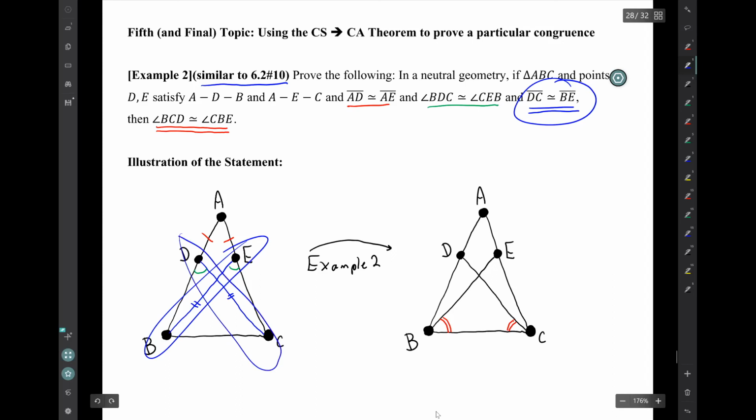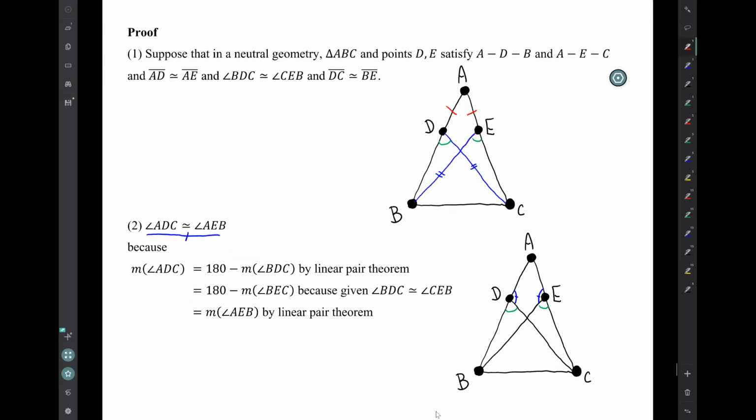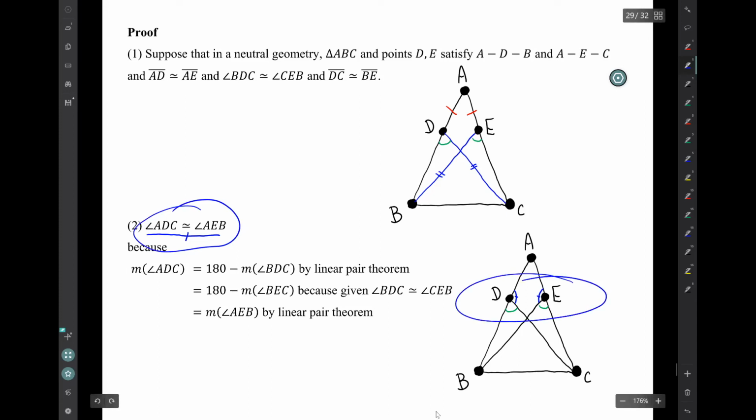It's hard to mark congruent segments when they cross. Color is useful for this kind of situation. If all of that stuff is satisfied, then angle BCD is congruent to angle CBE, marked in red here. Well, here we go. Here's the proof. Step 1, we suppose all the given stuff, so this configuration of objects with those congruences marked. The first thing that we do is we prove that angle ADC is congruent to angle AEB. Now I've got that marked in blue here.